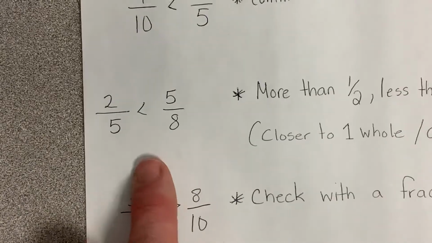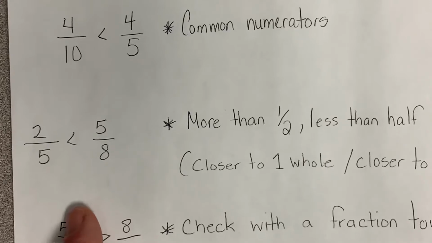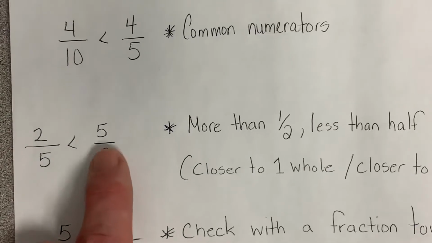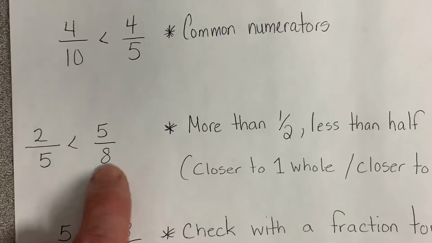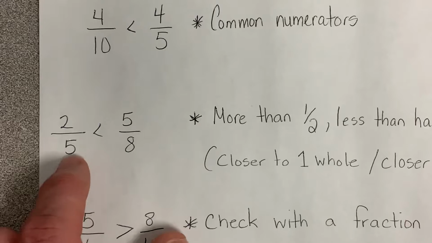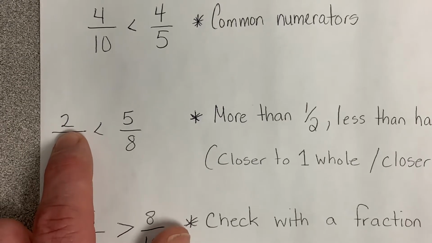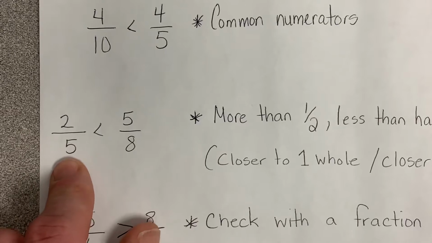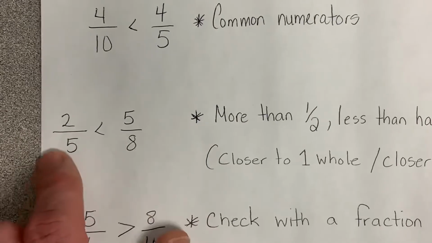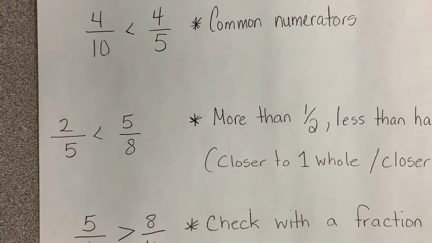And then our third strategy was looking at things and saying, well, what's half? So we know that 4/8, half of 8 is 4. So 4/8 is more than half. And we know that half of 5, most students can know that it's 2.5. And so they know that that's less than half. So something that is less than half is going to be smaller than something that is more than half. So those were our 3 main strategies.